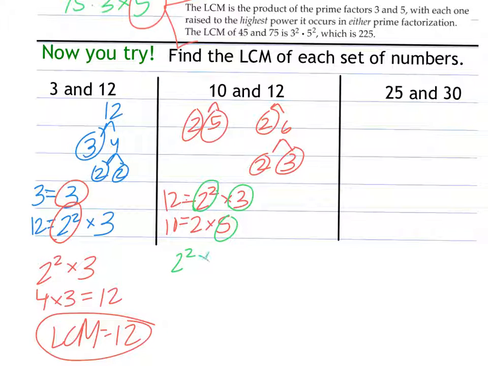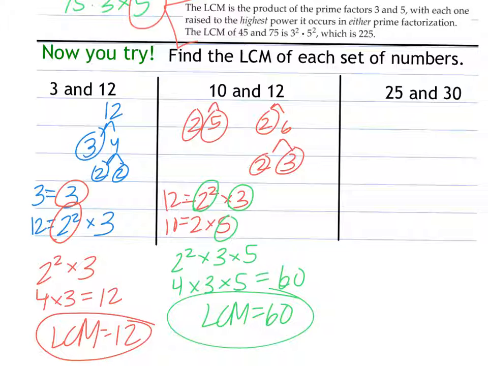So 2 squared times 3 times 5. Well, 2 squared is 4. 4 times 3 is 12. 12 times 5 equals 60. Least common multiple would be 60.